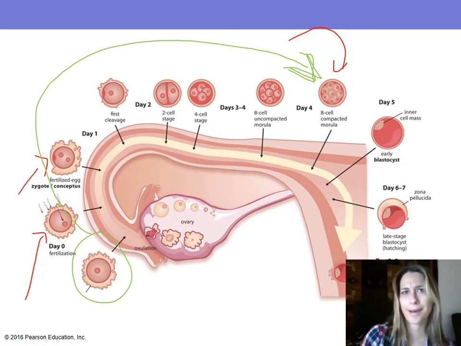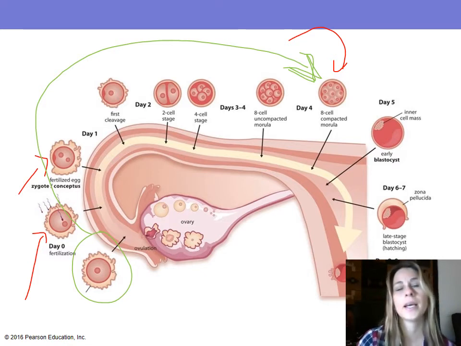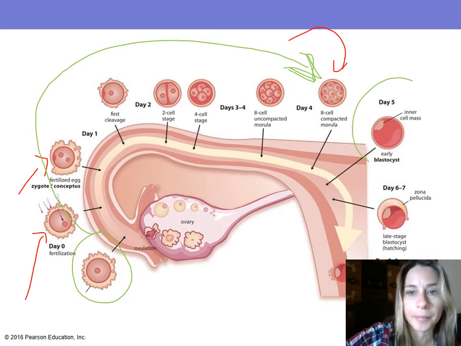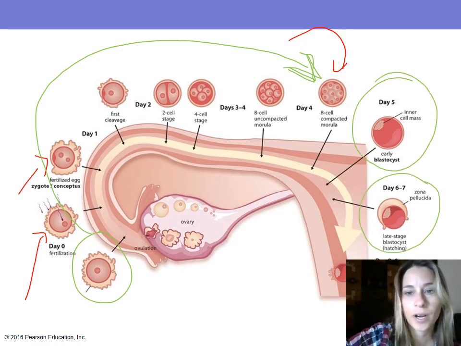Just think about how long your intestines are. If you were to stretch them out from end to end, it's really long. Anyway, so moving on, we start specializing right about here.